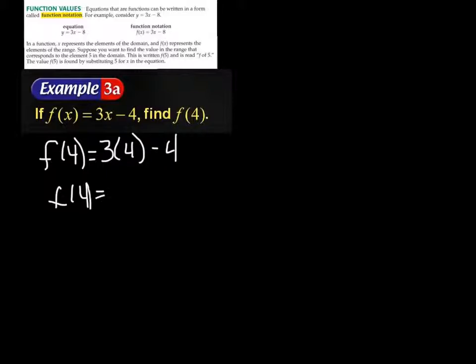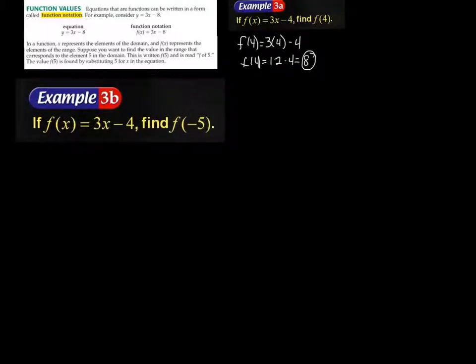If f of x equals 3x minus 4, find f of 4. So I'm going to write f of 4. Where there was an x, I put a 4. So on the other side, where there was an x, I'm going to substitute in a 4. So f of 4 equals 12 minus 4, which is 8, and we're done.